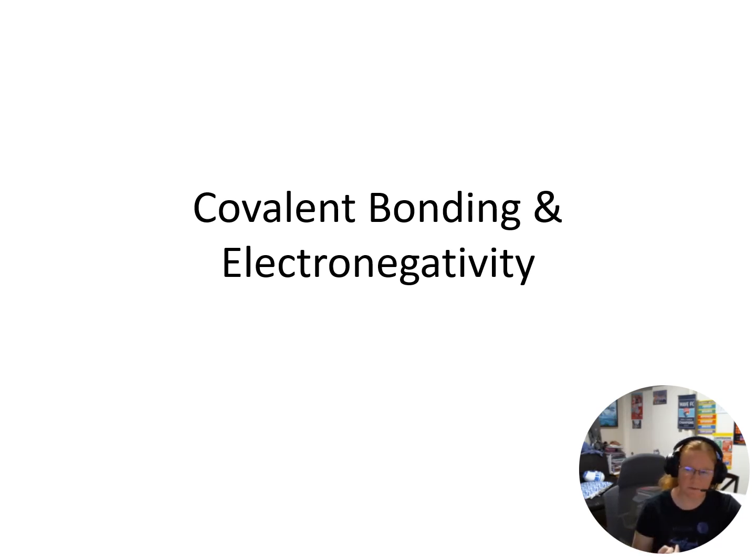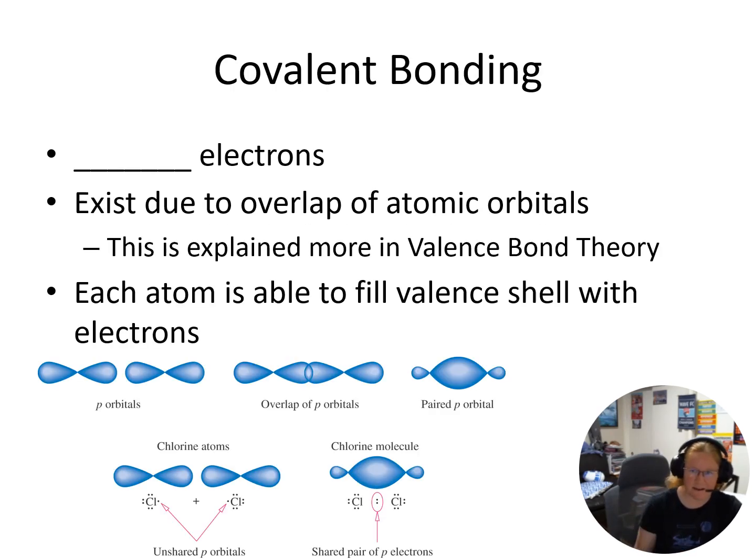Now that we've explored ionic bonding, let's take a look at covalent bonding and what happens with electronegativity and polarity. All right, so in covalent bonding, what's happening with the electrons? They are shared. Okay, so in our covalent bonding, the electrons are shared.